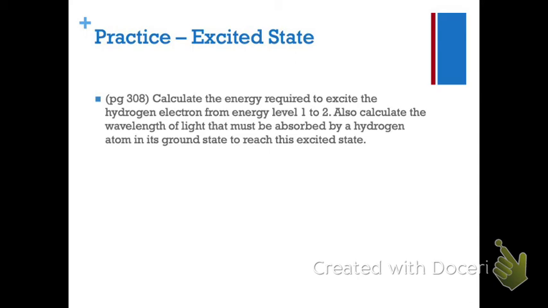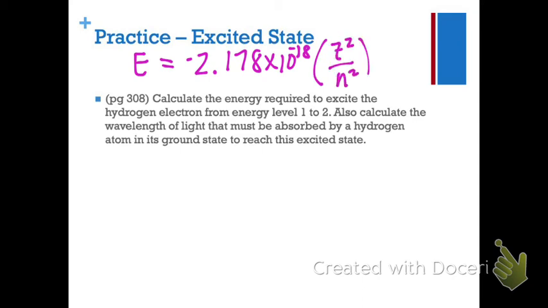It does have 1. The equation we just got for E. Right? E equals, read me that, negative 2.178 times 10 to the negative 18 times Z squared over n squared.